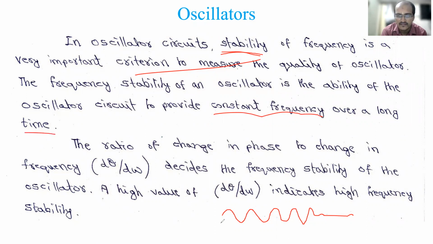What is constant frequency? See here, this is one clock cycle. Its reciprocal we call frequency. This should be the same, uniform, in the next cycles also. If one cycle gives some frequency and another does not, it is not called stable. The criterion is that the ratio of change in phase to change in frequency, d theta by d omega, decides it. Theta is phase, omega is frequency. The ratio of change in phase to change in frequency decides the frequency stability of the oscillator, and this value should be very high to keep high stability. A high value indicates high frequency stability.